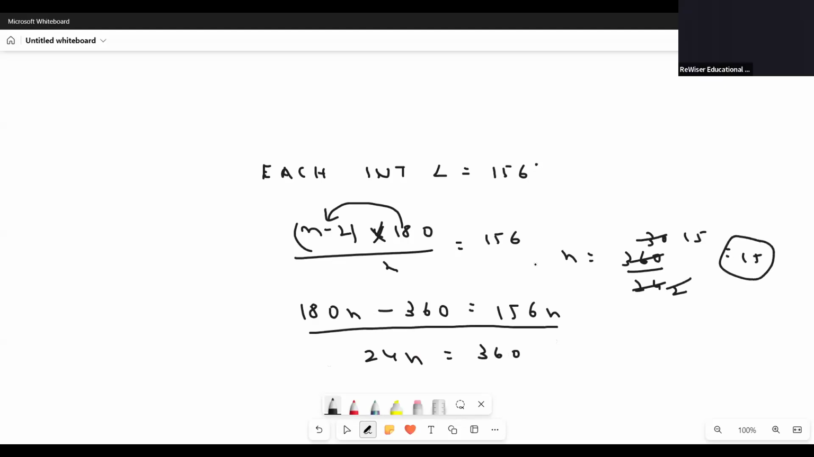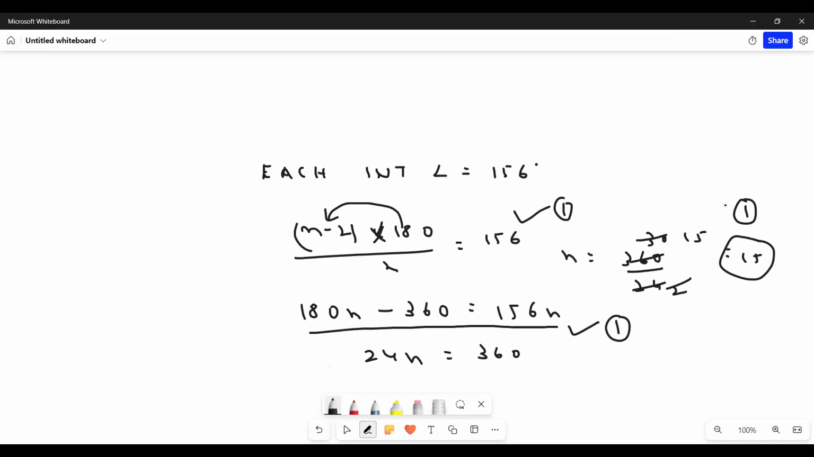That's correct, but that's the method, right? Because you get one mark for writing this, one for this, and only one mark for the final answer. So even if you made a trial and you got the final answer correct, the two marks are gone, right? Yes. Please note this down. I'll make you practice a few of these types as well.